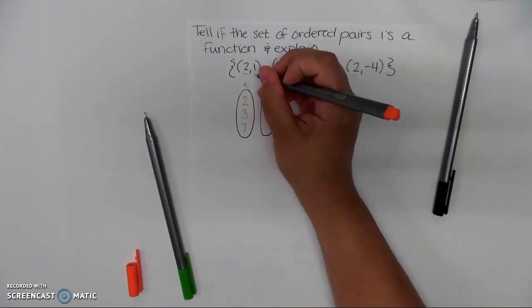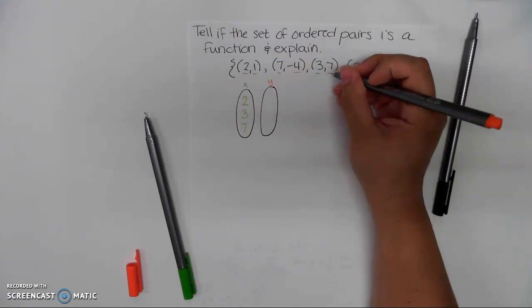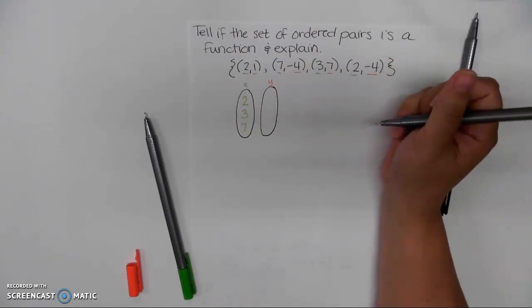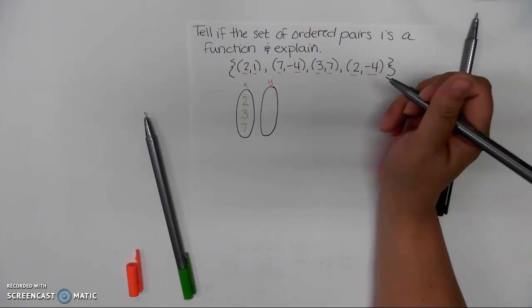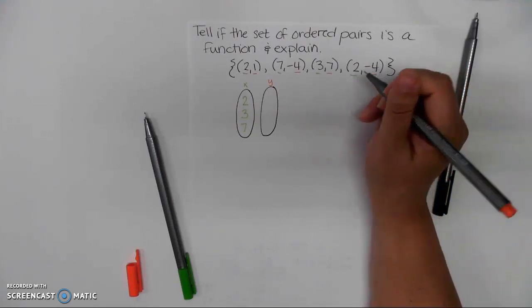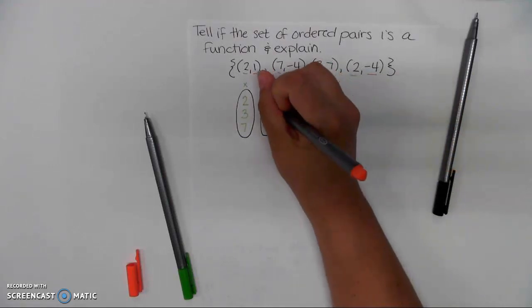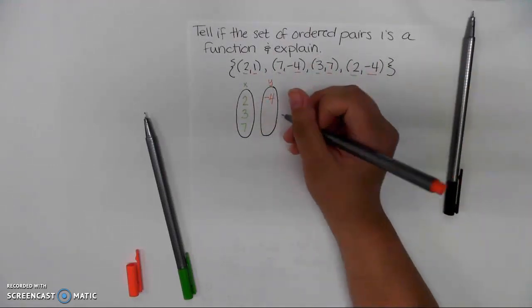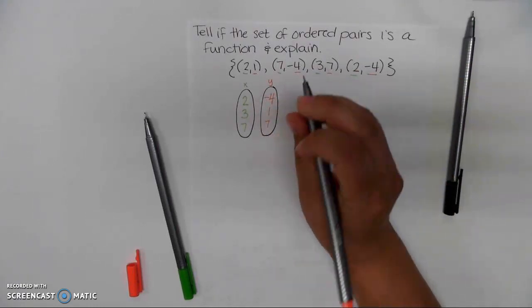Now I'm going to do my y's. So I'm going to go ahead and underline all my y's in orange because y is going to be my orange color today. So my smallest orange is a -4, and I see it in there twice, so I'm just going to write it once though. And then I've got a 1 and a 7, so I'm going to go 1 and 7.